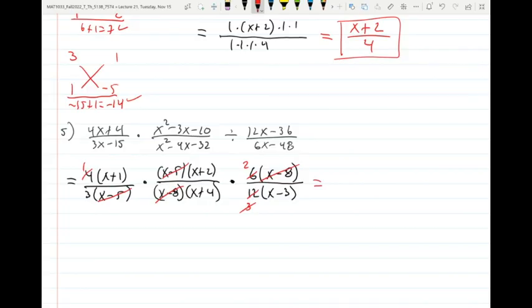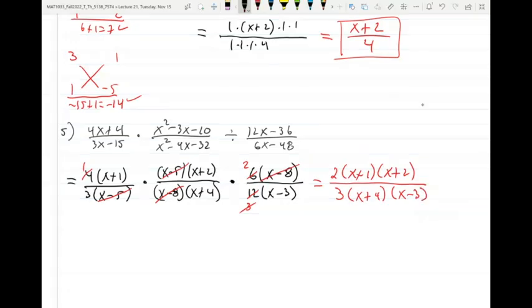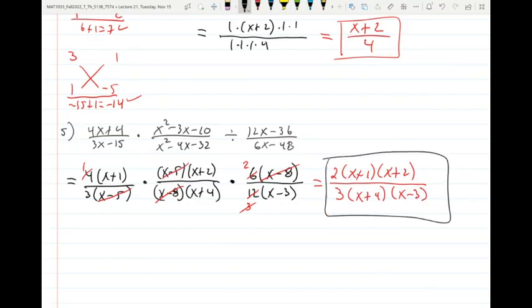All right, so let's write down what's left. In the top, what do we have left? We have left a 2, an x plus 1, and an x plus 2. In the bottom, what do we have left? We have left a 3, an x plus 4, and an x minus 3. That's as far as we go.